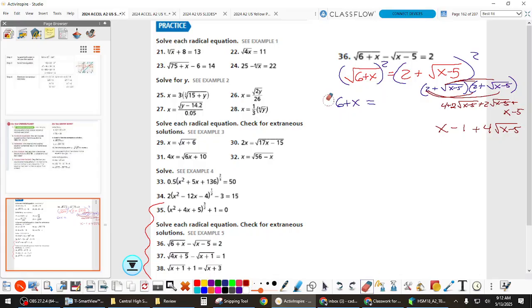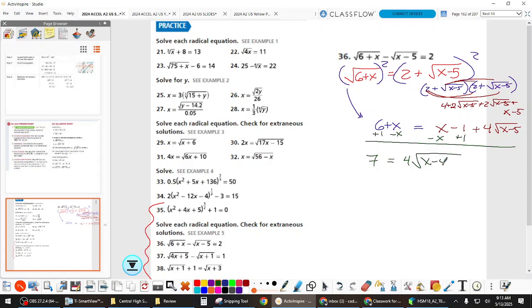Okay, now where did the x minus 1 come from? Well, we have this x, and then 4 minus 5 is negative 1. Okay, so we're going to combine our like terms. This one is nice because the x's cancel. They won't always.